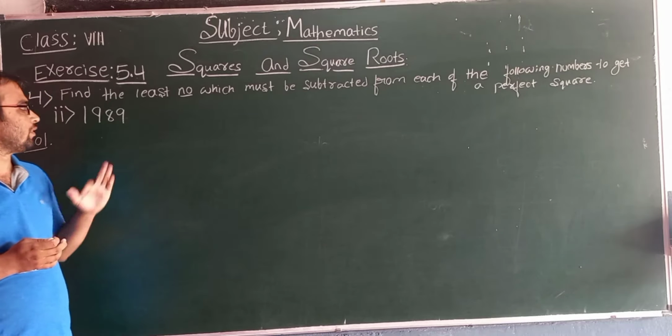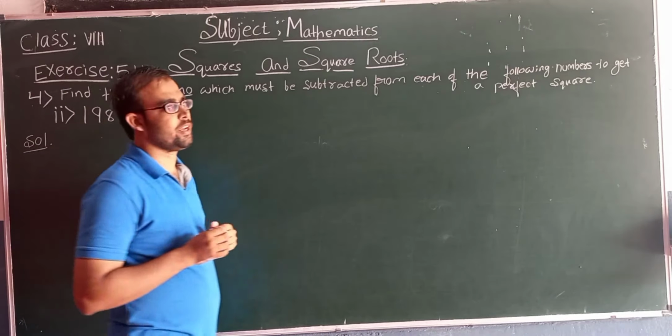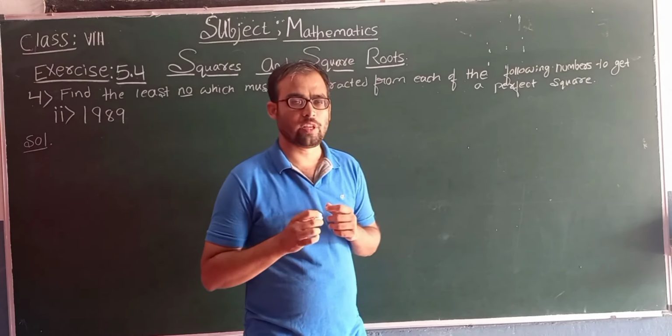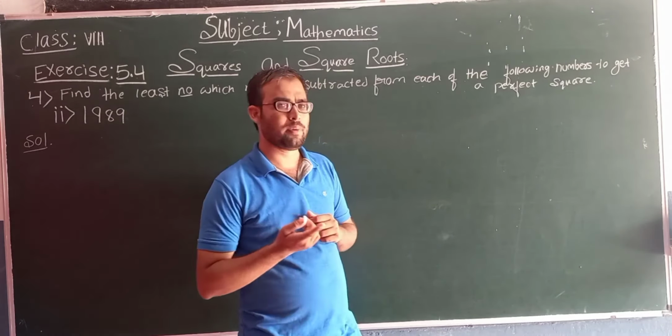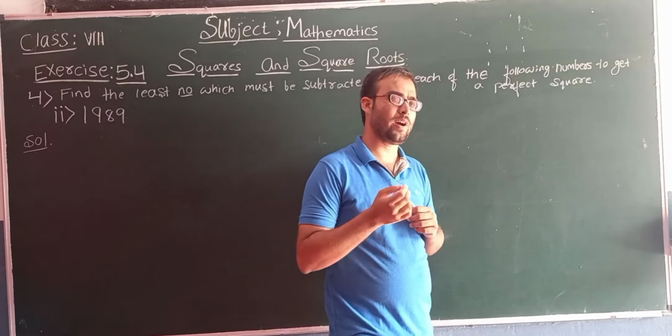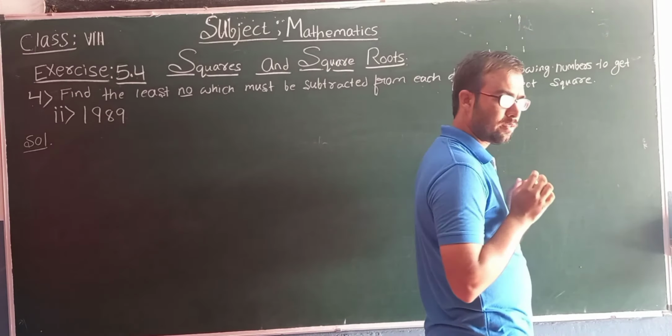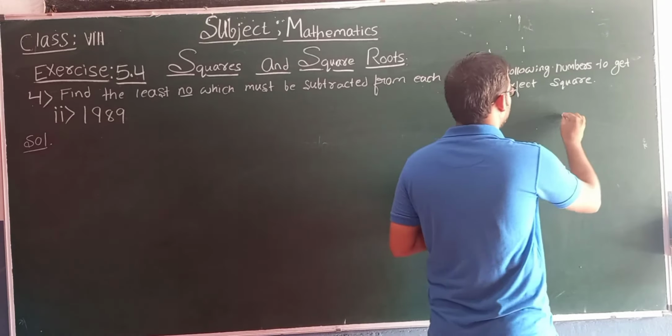Students, let us solve the second one. They have given 1989. Here, when we subtract a number from this number, we will get a perfect square. We need to find that number. Now let us find that number using the division method.